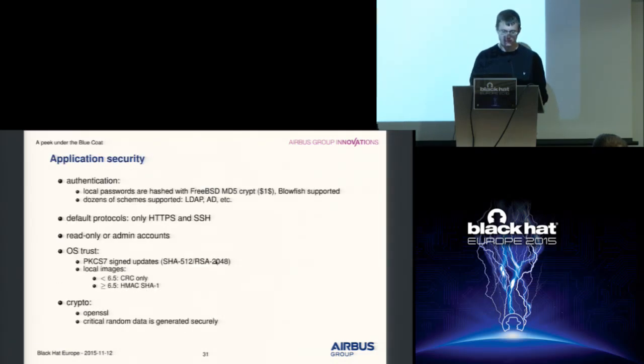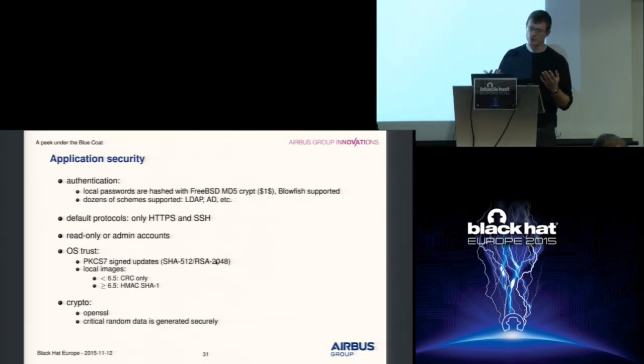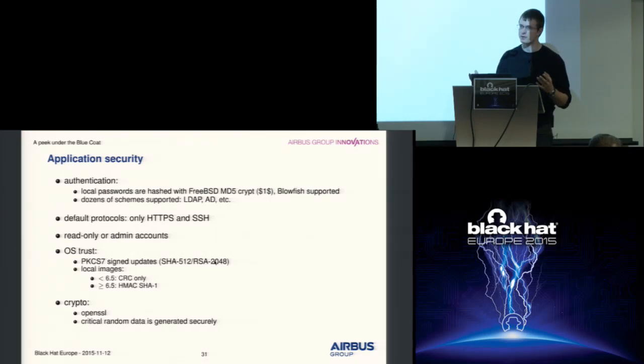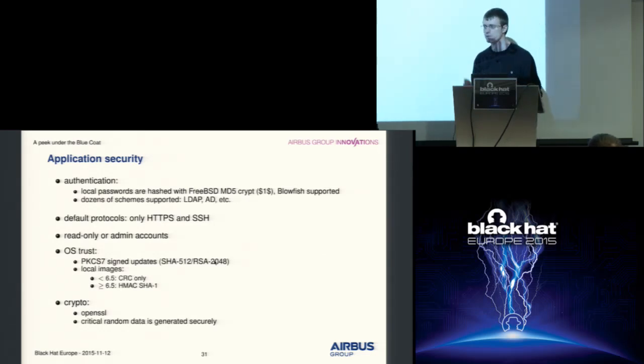So first, application security. The overall goal was to get a global assessment of the security of the Proxy SG, not just the kernel and the internals. So if you check the higher levels, for authentication, for example, by default, local passwords are hashed with FreeBSD MD5. So it's not that bad.